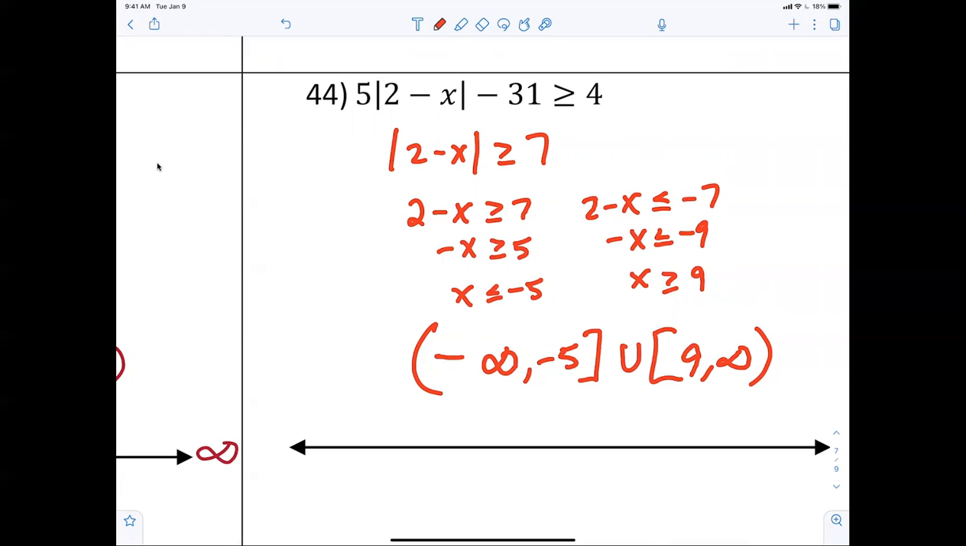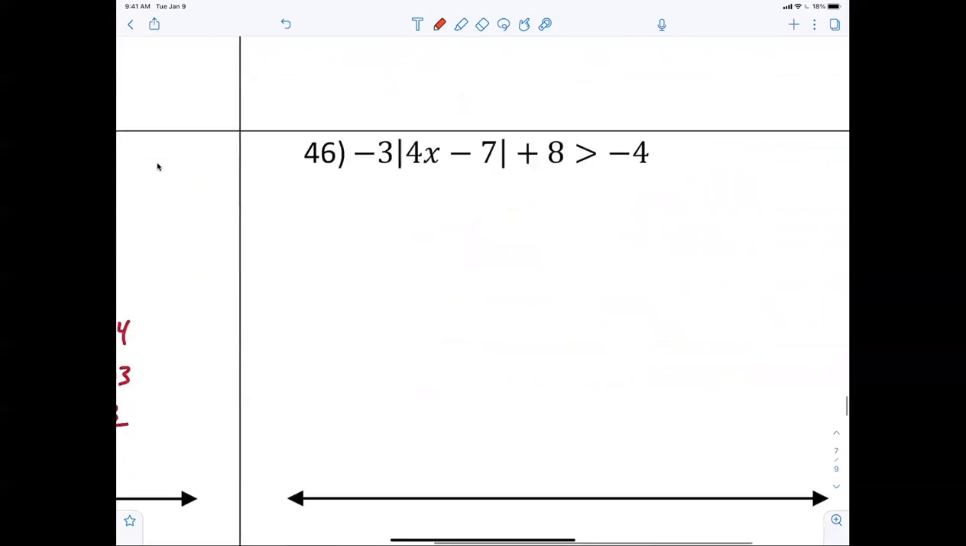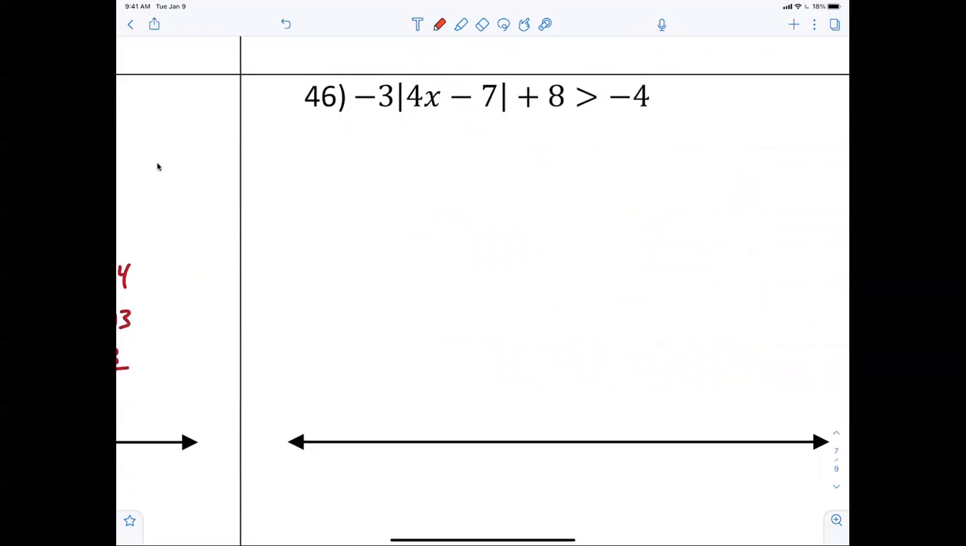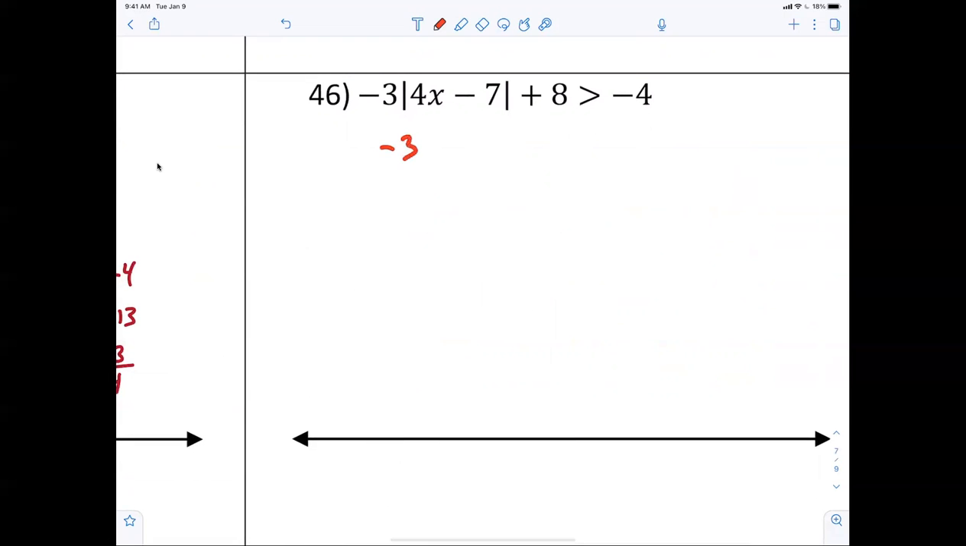Everything going all right? All right, let's check out 46. Absolute value 4x minus 7. Subtracting 8 makes it, dividing by -3 makes it, yes, less than what? 4, less than 4.